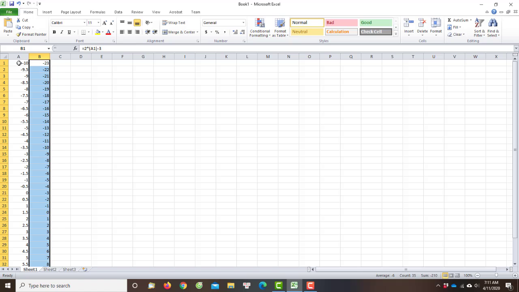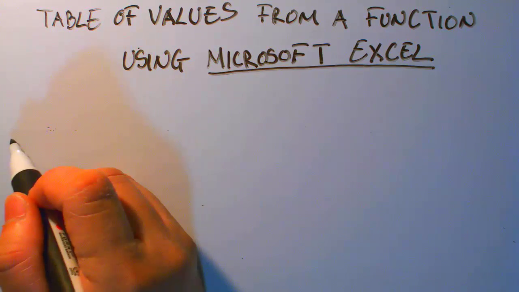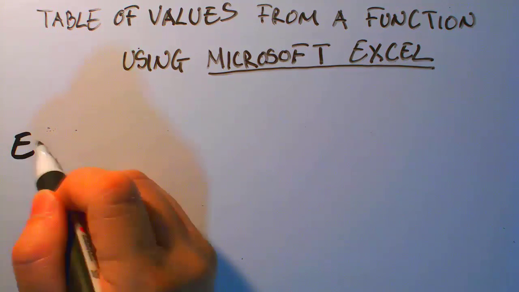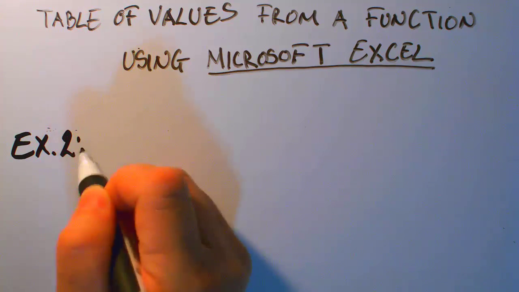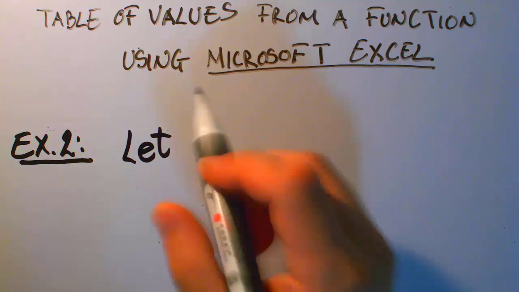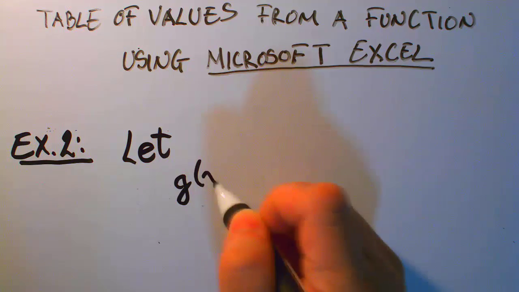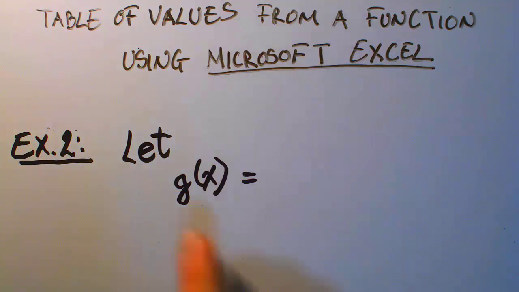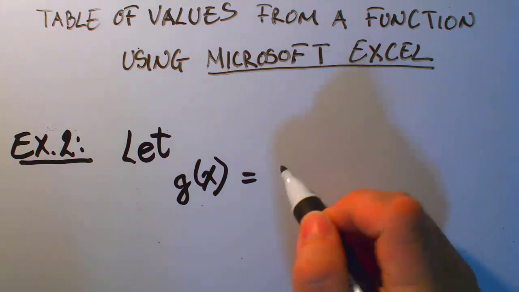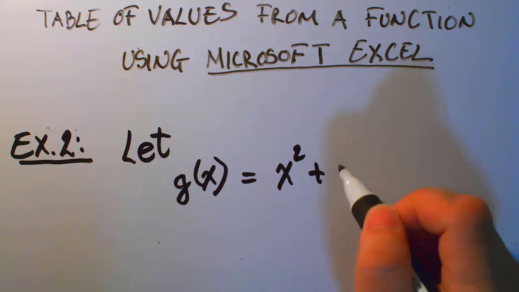So that's how we can build a table of values from a function using Microsoft Excel. Alright, and then in a different example, let's call this example 2. I'm going to do this same thing, but my function here, I'm going to call it g of x. This function g takes input x. What the function does to input x is square every input x and add 2 to it.